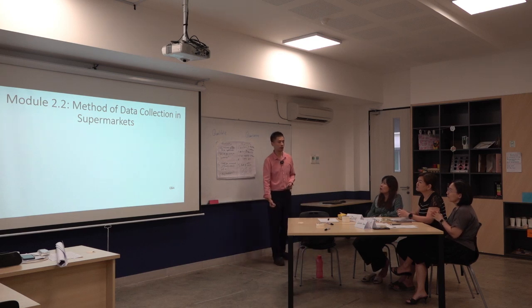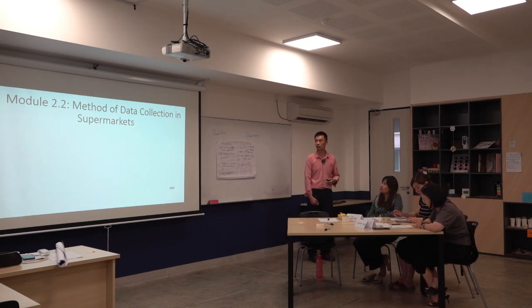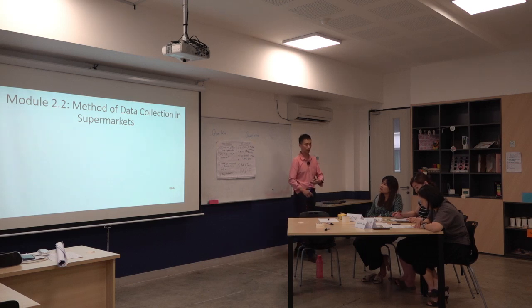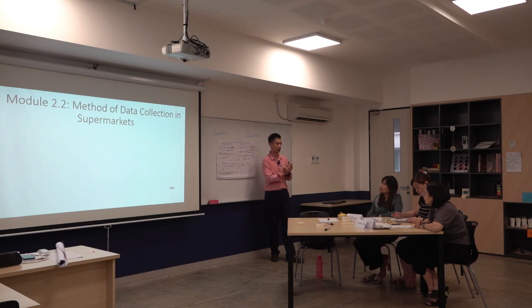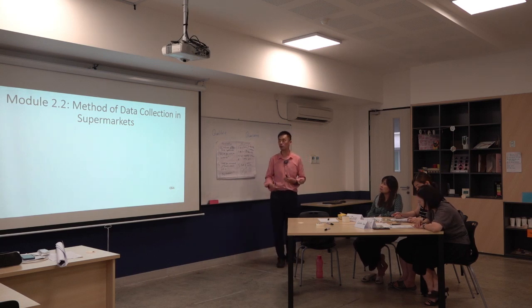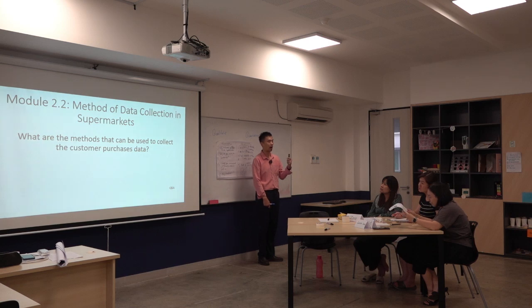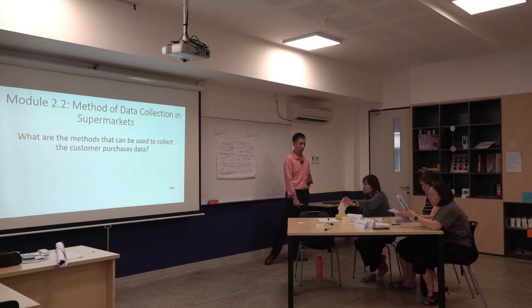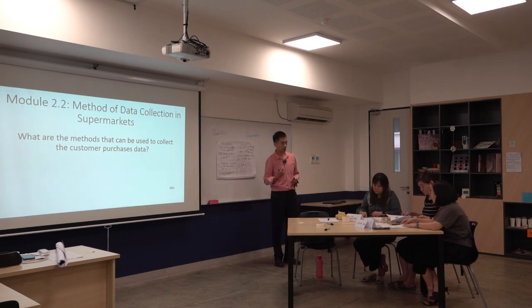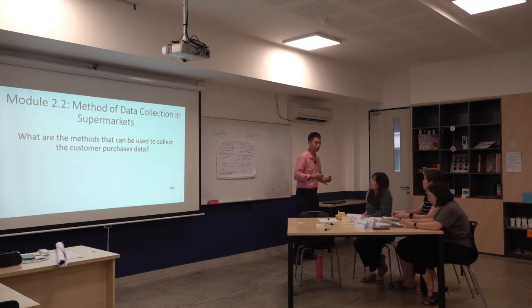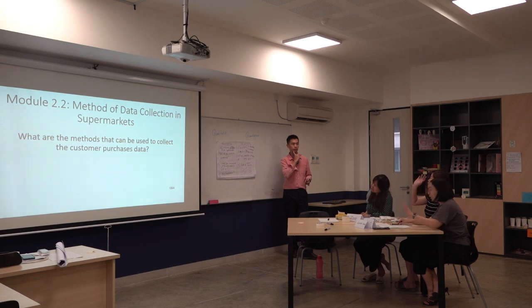Now, module 2.2, we come to the methods of data collection in the supermarket. Just now you identified which data belongs to quality and which belongs to quantity, and maybe they can be both. Depends. So now, how are we going to collect the data? As you mentioned, how we collect the data is based on what method can be used. No matter whether it is qualitative or quantitative, how do we collect it?